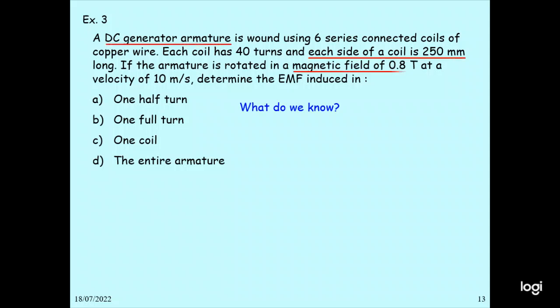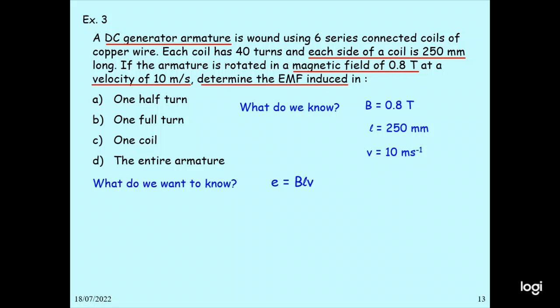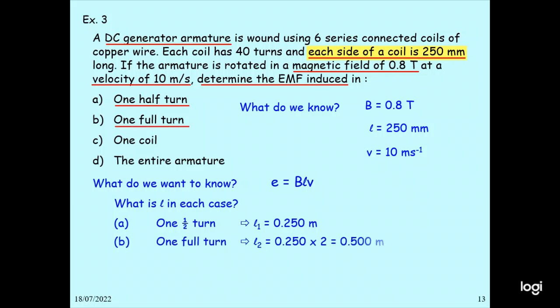So L is in meters, as we calculated. In this case, we calculate the one half turn, so L is 0.25 meter. For one full turn, L is 0.25 multiplied by 2, 0.5 meter. And then for one coil, it is 0.25 multiplied by 2 multiplied by 40, 20 meter. For the entire armature, 0.25 multiplied by 2 multiplied by 40 multiplied by 6, you got 120.